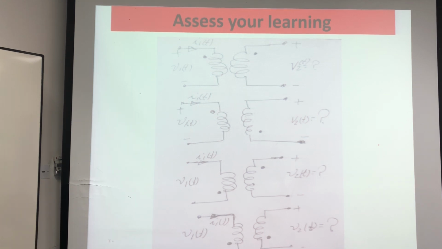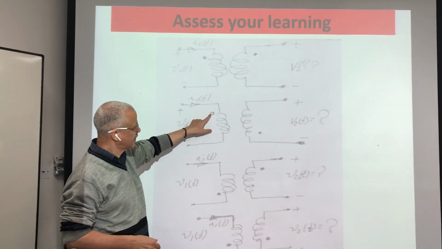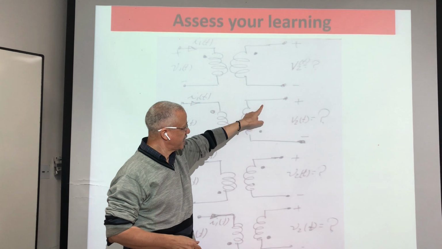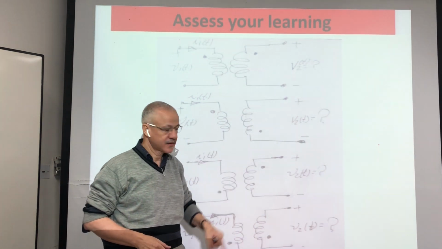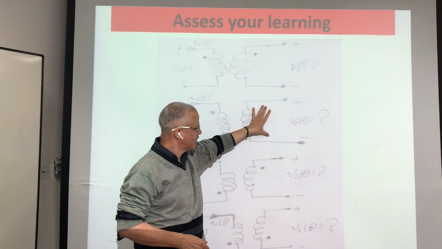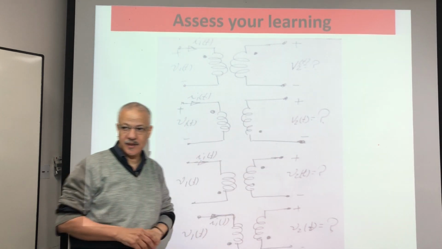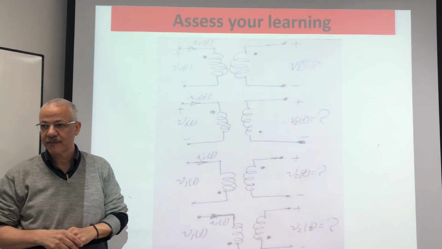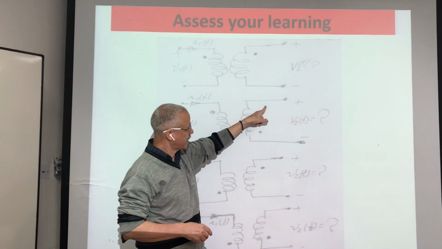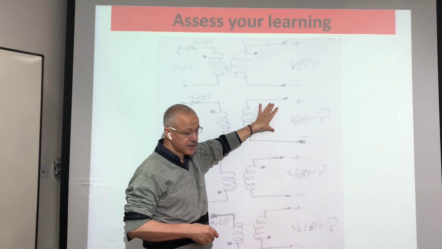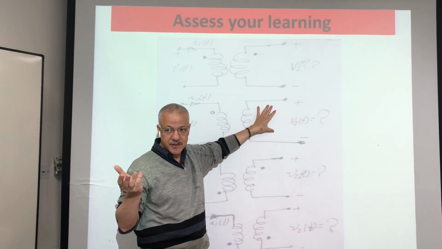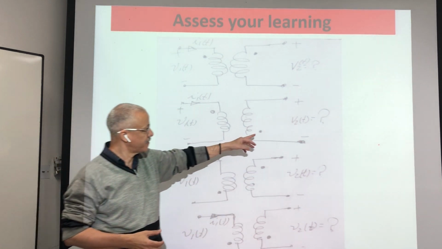What about I1? What is on the other side? V2 equals? M dI1 by dt. It's okay. Look at the other one. Positive, negative. V2 equals? Positive M or negative M? Positive, negative. What about V2? V2 equals M, positive or negative? Negative M.